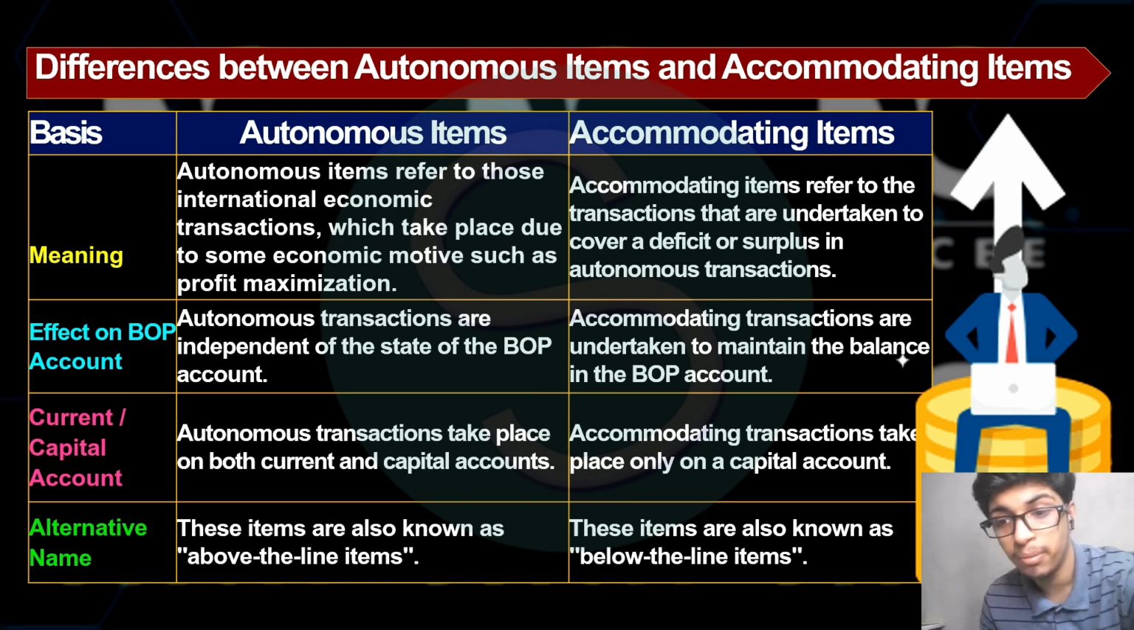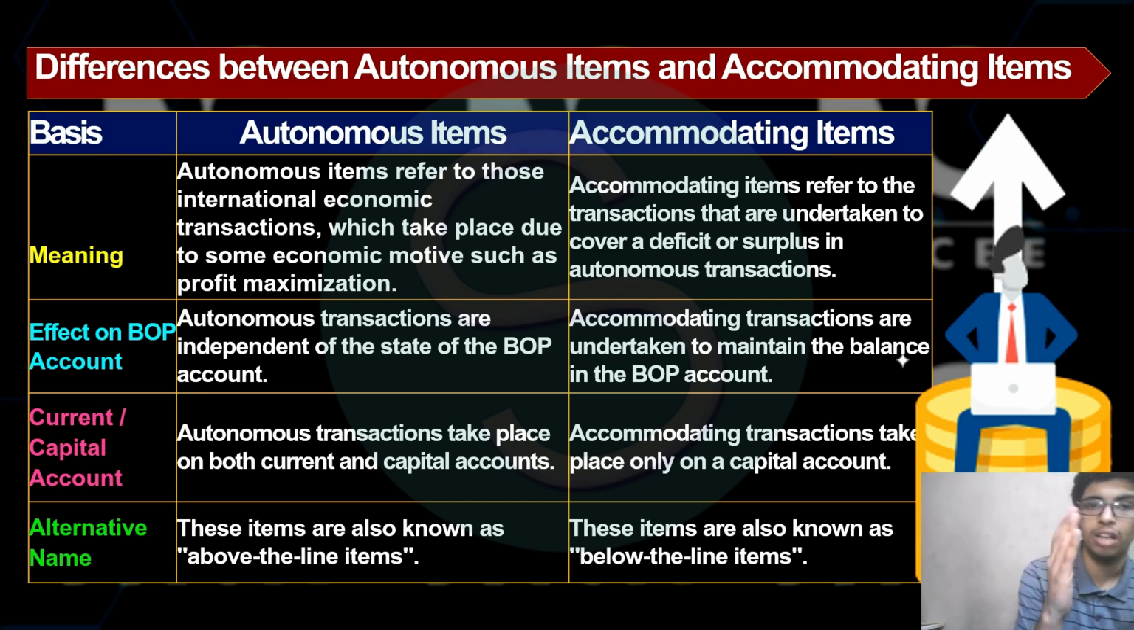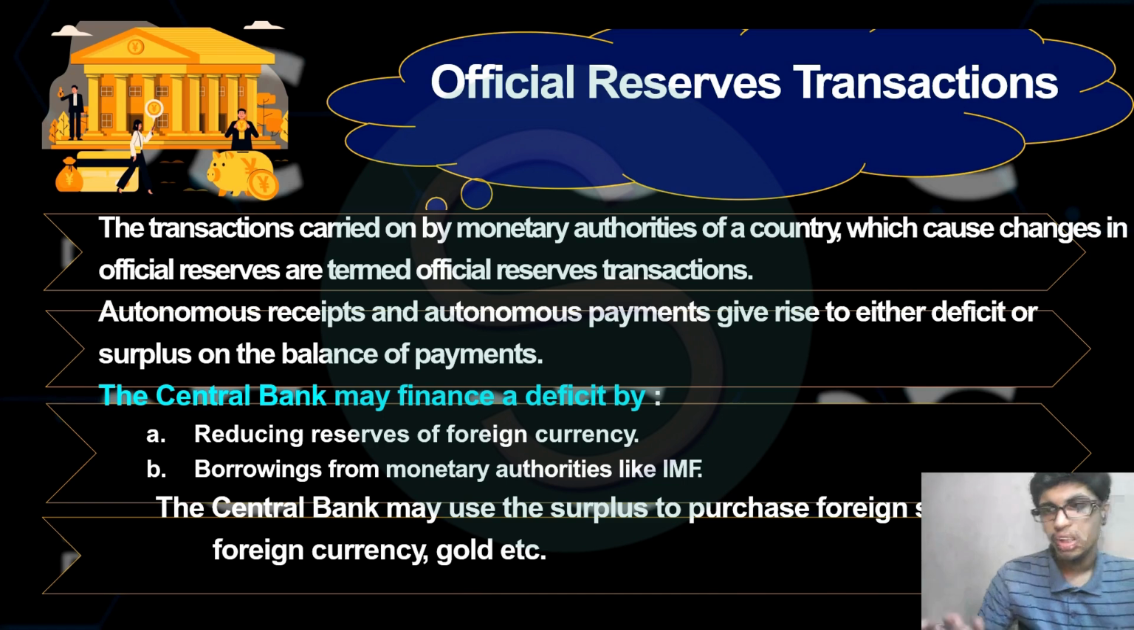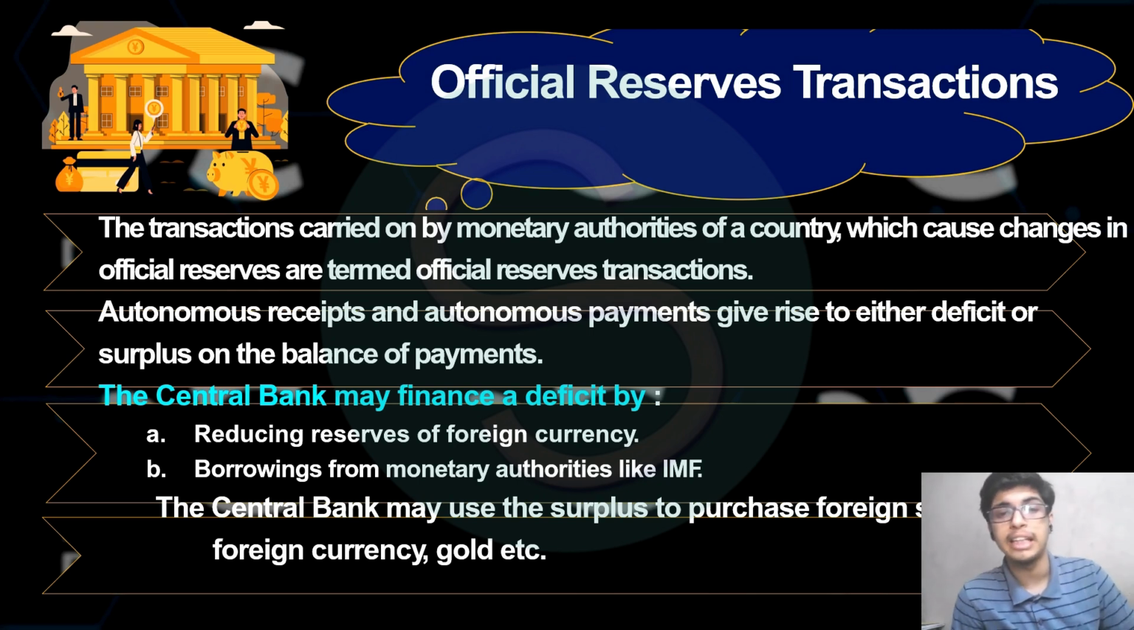And the most important next is the alternative names. Autonomous items are known as above the line items, and accommodating items are known as below the line items. These are the alternative names of the items. Is it clear to everyone? And this is the very last topic of this unit and a very small topic. It is not an important topic, but still it is a topic, so we can discuss it here as well.